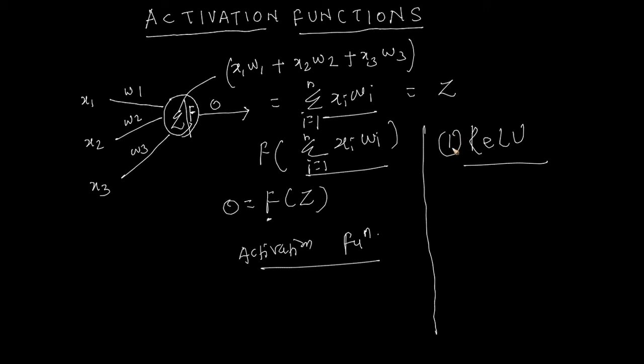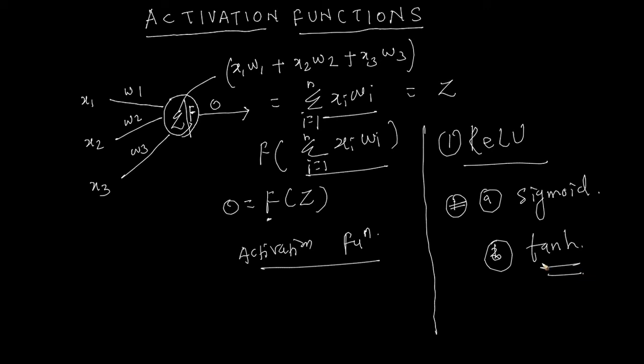Pre-deep learning, that means before 2012, in the late 90s, 80s and early 2000s, there were two activation functions which were widely used. The first one is called the sigmoid activation function, and the second one is called tanh. These were the two activation functions popularly used before the advent of ReLU.